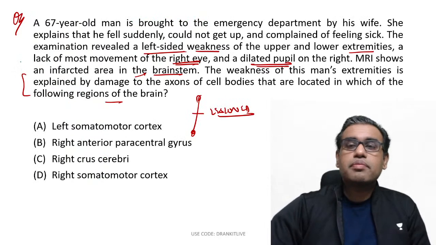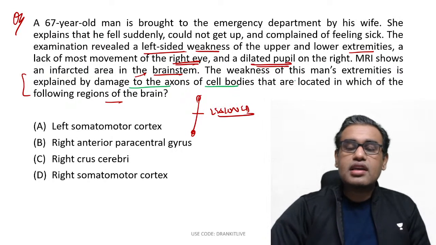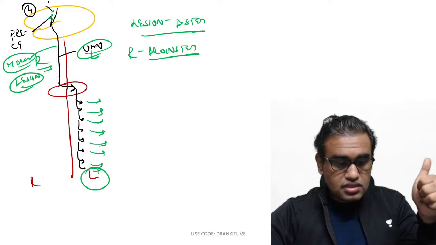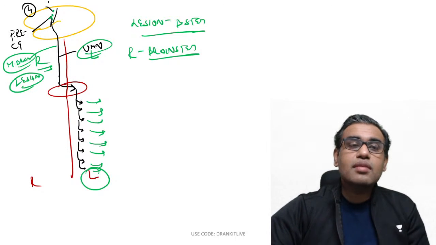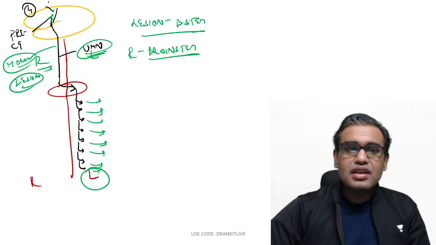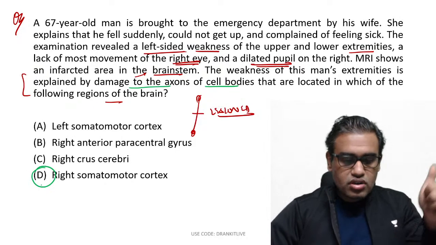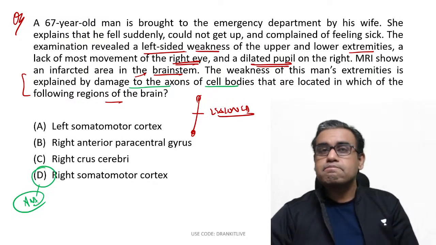Now the question says damage to the axons, fine. Whose cell bodies are located where? Now, for damage of the axons of upper motor neurons, where are their cell bodies? Cell bodies are in the precentral gyrus or not? This is the location of the cell body. Yes or no? Yes. Rahul, good morning. The location of the cell body of the axons of the upper motor neuron is in the precentral gyrus. Which side? It is on the right side. So the answer over here is right somatomotor cortex. Point clear? The answer is your right somatomotor cortex.